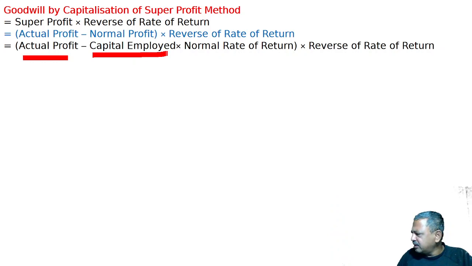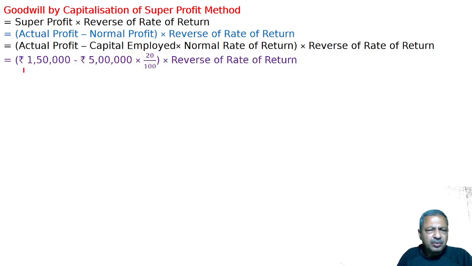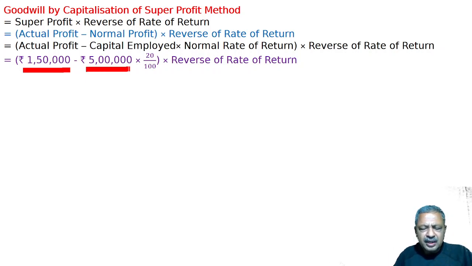Capital employed dono partners ke capital into normal rate of return into reverse of rate of return. Here 1,50,000 is the actual profit. Capital employed 5 lakh, dono partners ke capital, Rajan ka hai 3 lakh, Rajni ka hai 2 lakh. Usko reverse kar do, 5 lakh ka 20% normal rate, into reverse of rate of return.